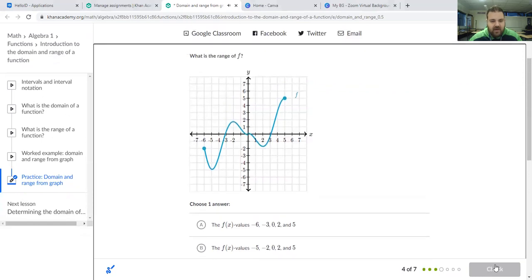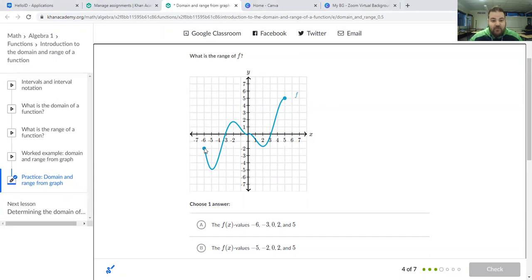Now we have a continuous graph. What is the range? This is the one that honestly I think students struggle with the most, because they naturally want to just go from this point to that point like we did with domain. Can't do that, all right? And here's the reason why.